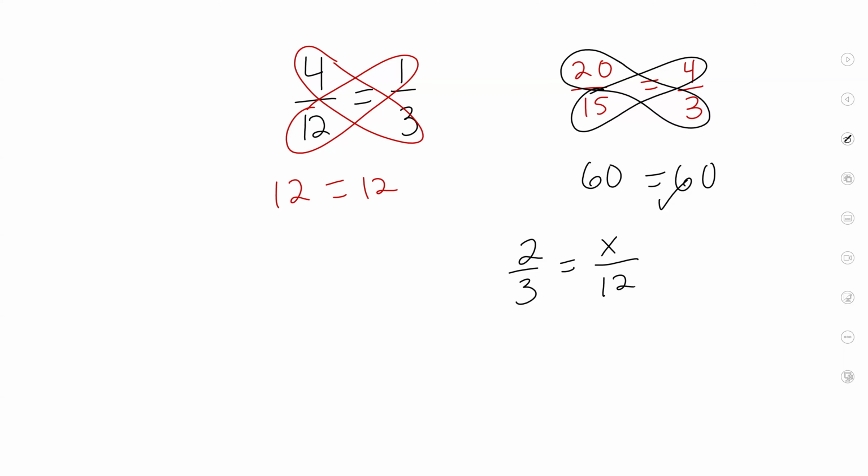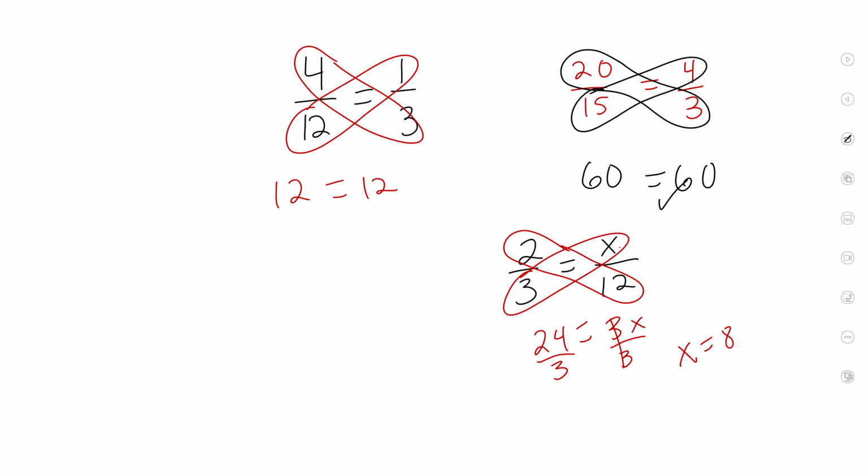Now you can think about this algebraically. It looks like they multiplied by 4 to get 12. So if you multiply this by 4, you'll get 8. Okay, now if you wanted to solve this by cross multiplying, you would do 2 times 12 is 24. 3 times x. You divide by 3. Your missing number is 8. Okay? We're going to take the same concept and apply it to Algebra 1.